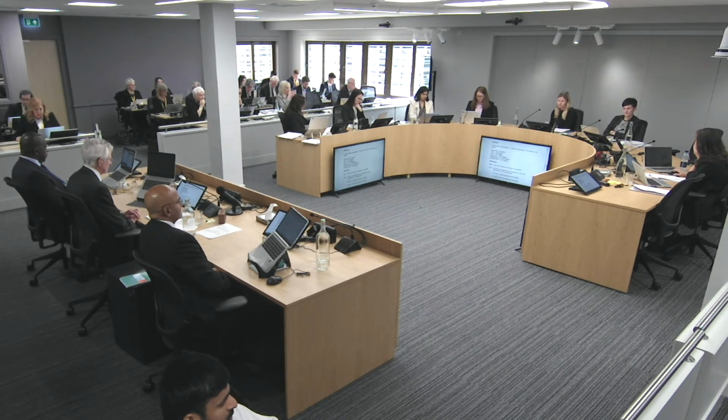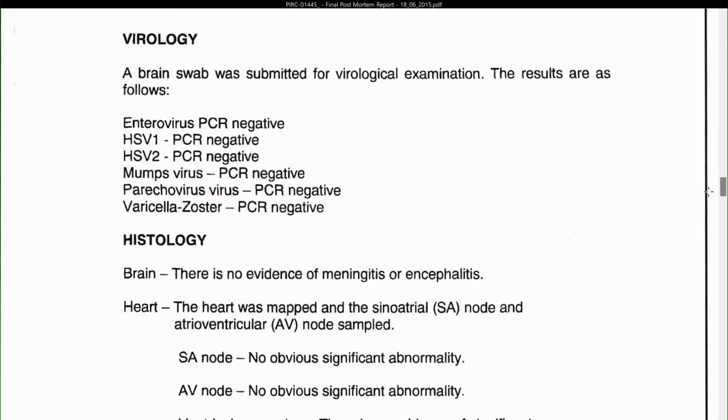And it says here a brain swab was submitted for virological examination and the results are as follows, and they all appear to be negative. Can you tell us how does this differ from the microbiology tests? These tests are looking for specific viruses rather than bacteria. So microbiology is bacteria and virology is looking for viruses.